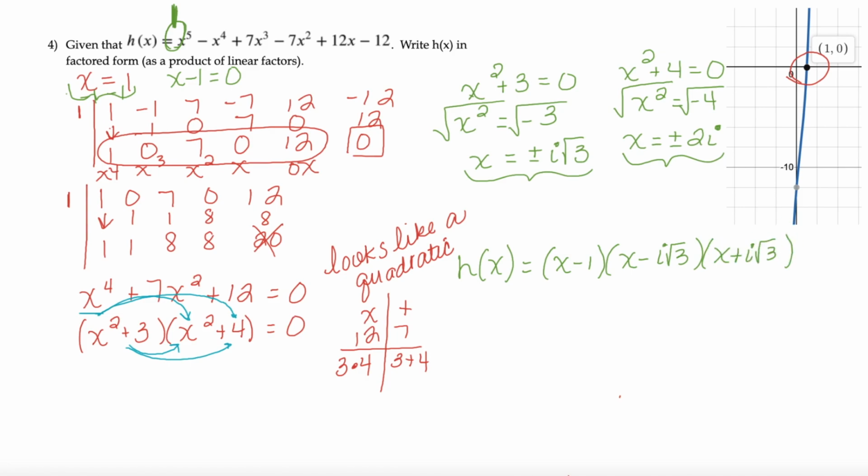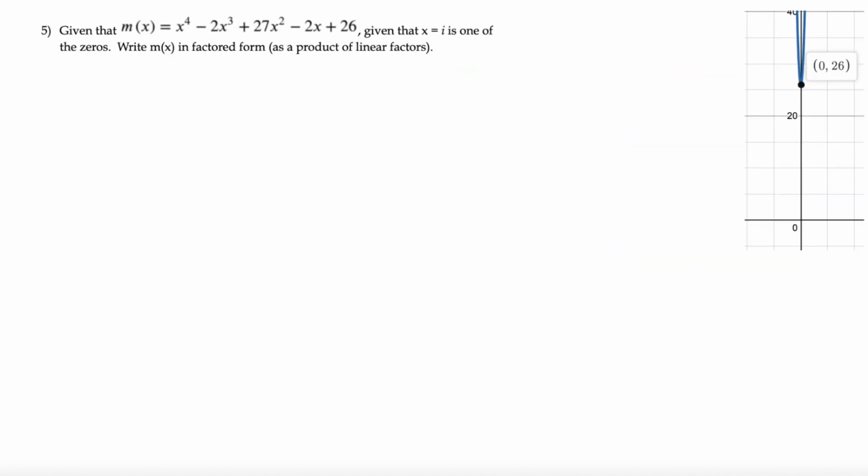I'm going to run out of room, so I'm going to tack it on down here. I'll also have x minus 2i and x plus 2i. All of these have a multiplicity of 1, but I do have 5 factors, 1 for each exponent. I could put the 1 here if I really wanted to, because it is a complex solution, but not necessary since it's a 1. We have x to the 4th minus 2x cubed plus 27x squared minus 2x plus 26.